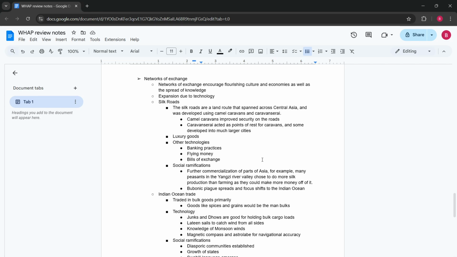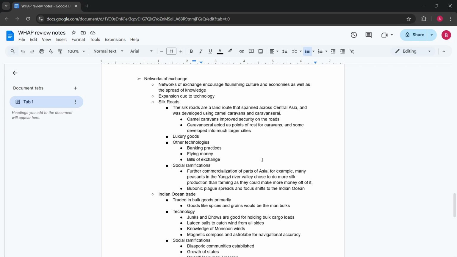So the Silk Roads, well, I guess networks of exchange in general, encourage flourishing culture and economies, as well as the spread of knowledge and technology. They basically spread almost anything. The first expansions of these happened due to technological advancements. The Silk Roads are land routes through Central Asia that go through a lot of caravanserai. They use camel caravans, and they eventually started to go through bigger cities as caravanserai evolved into larger cities.